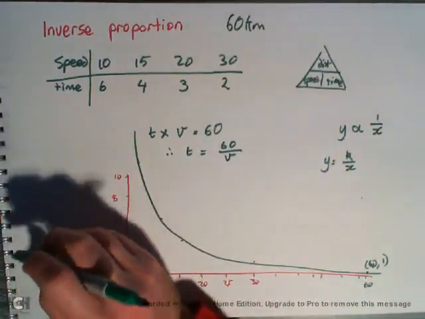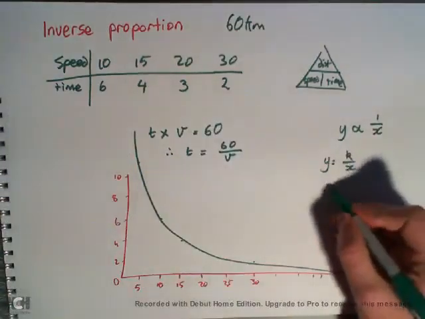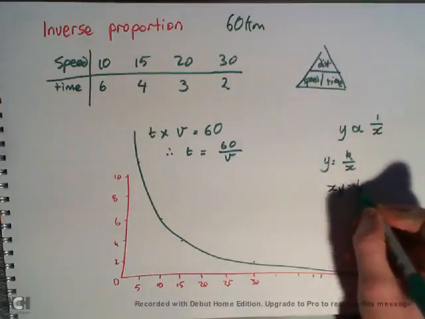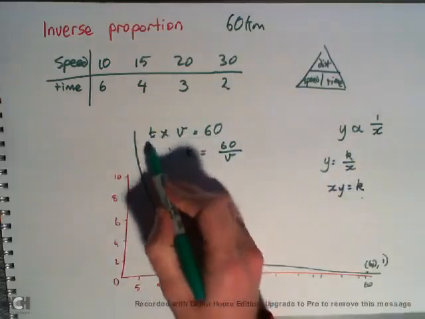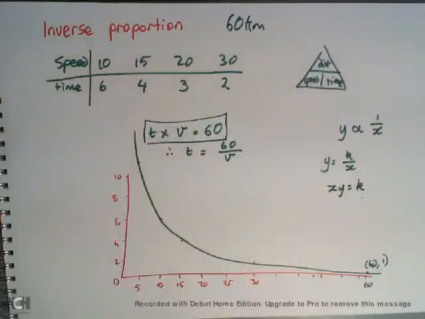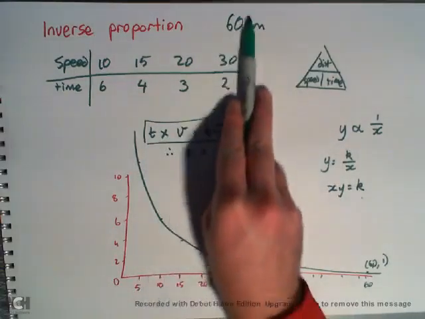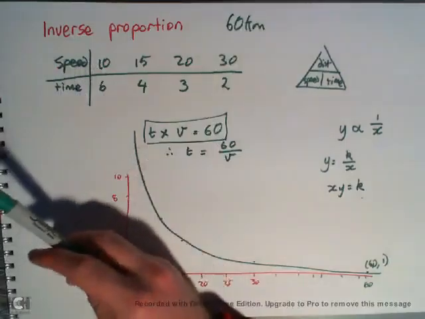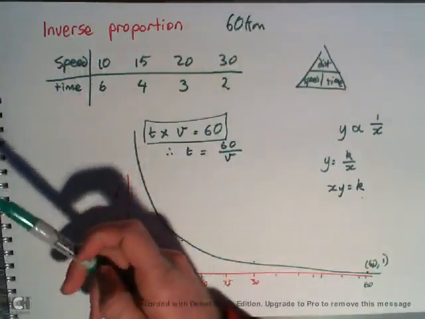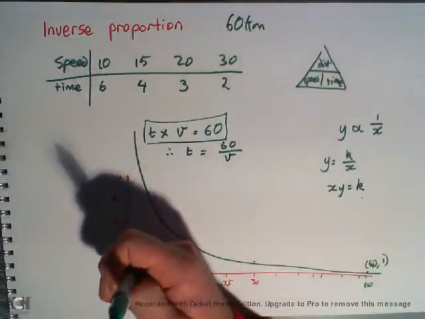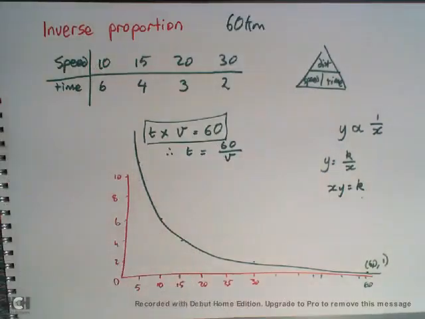So this relationship can also be expressed as xy equals k. That comes from that point there. Our time times velocity gave us our distance. So if the product of two variables is constant, the variables are in inverse proportion. So inverse proportionality is those examples.